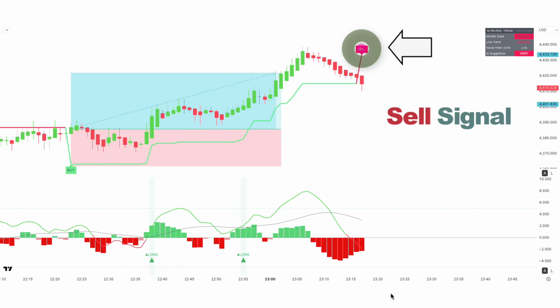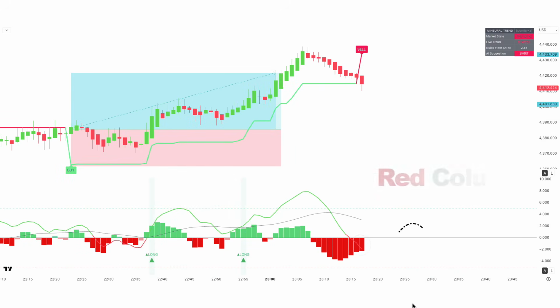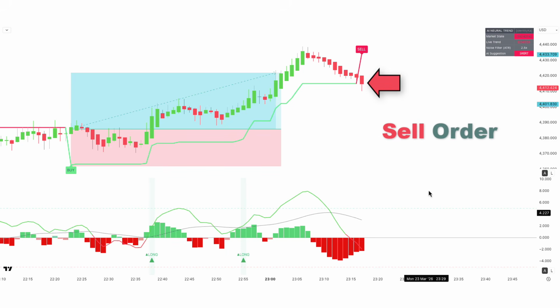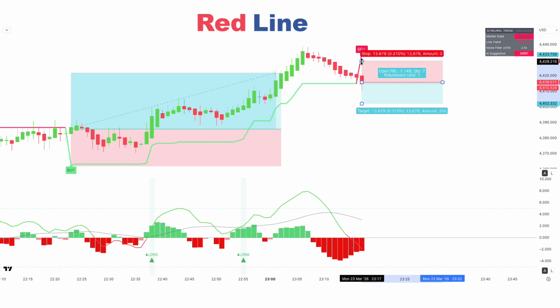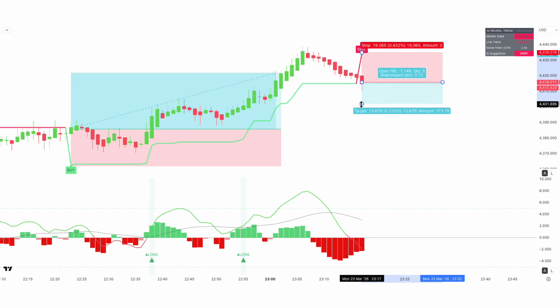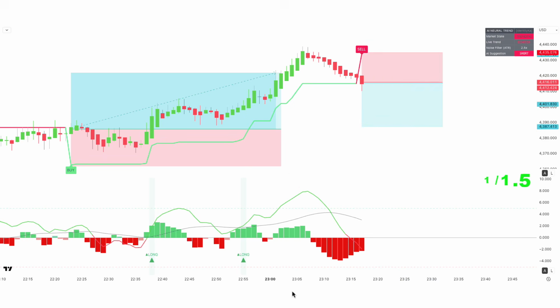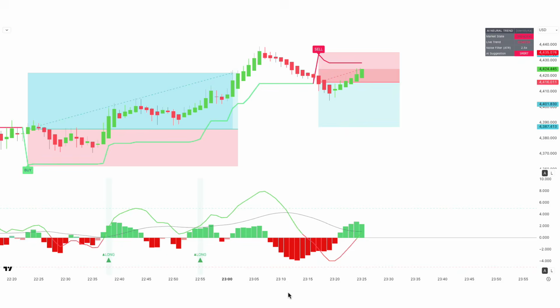Here, the AI Neural Trend Predictor arrow of this indicator is a sell signal. Here, the Insignia AI Oscillator shows red columns. Here, the market has made a bearish candle to give confirmation. So all our conditions are being fulfilled, so we are placing an order to sell. Our stop loss is to be placed at the red line, and the risk-to-reward ratio will be 1:1.5. Let's see what happens to our trade.